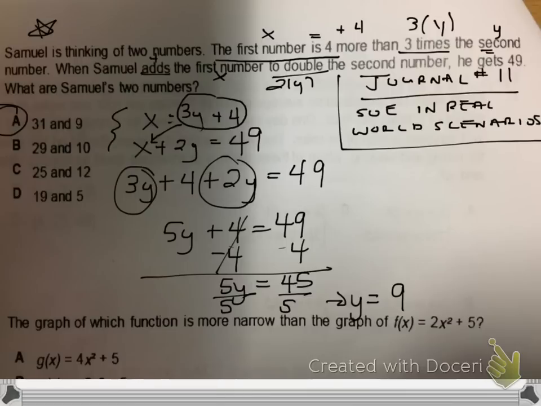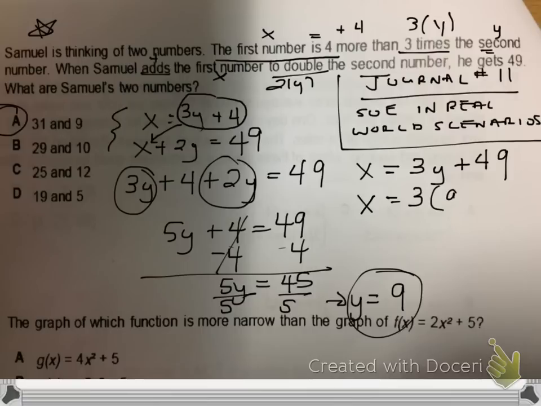But let's go ahead and finish it so we can see how we finish it. If I want to finish it, I would take this 9 value that I just found and plug it back into one of the original equations. I'm going to choose that top one, x equals 3y plus 4, and I'm going to plug in 9 for y. So x equals 3 times 9.